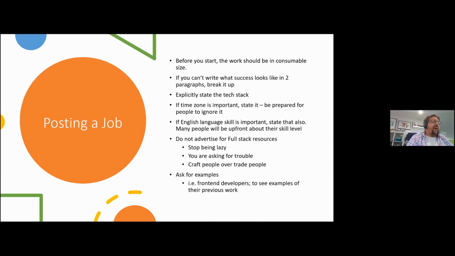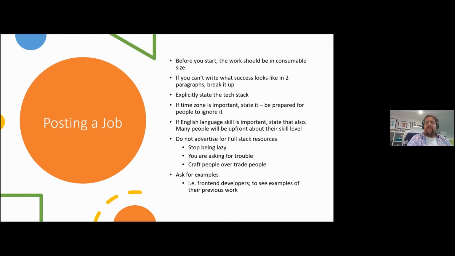One of the things that I don't like doing, and this is personal, so I apologize if I accidentally offend anyone: don't advertise for full stack resources. I see it as being a bit lazy, right? In other words, you just want someone to do it all. So maybe think about the kind of work that you're doing, and whether you can do that.